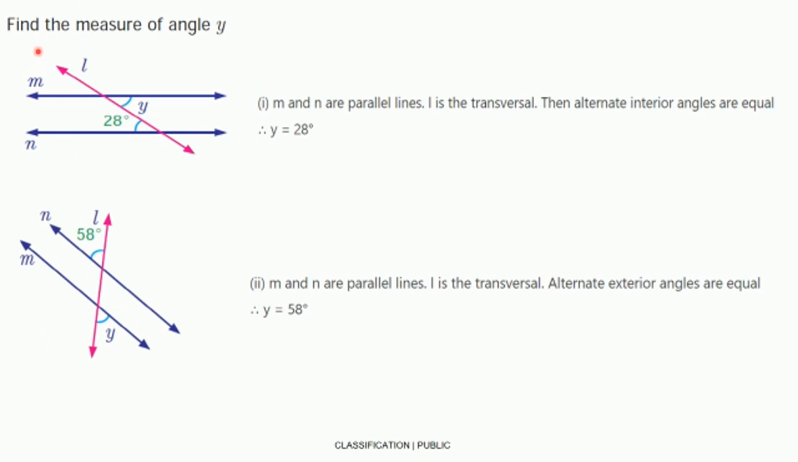Next, measure of angle y. We have to find out. Same, M and N are parallel and L is the transversal line. Here you see opposite. Opposite means, you recall, alternate interior. So y equal to 28 degree, alternate interior angles are equal. Here also opposite, but it is exterior. That is y equal to 58 degree, alternate exterior angles are equal.